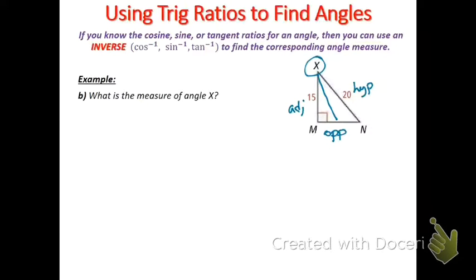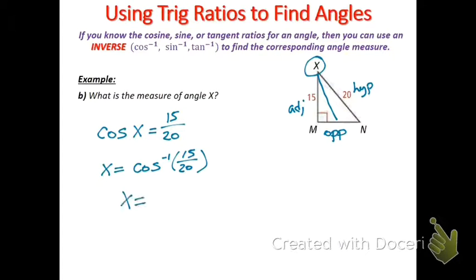So we've got hypotenuse and adjacent, or adjacent and hypotenuse. So that's cosine. So we're taking the cosine of X equals our adjacent over hypotenuse. Remember, when we want to find angle measure, the key here is to use the inverse. So we're going to take the cosine inverse to find the measure of angle X. So that means X is going to equal cosine inverse of 15 over 20. So X should be 41.4 degrees.